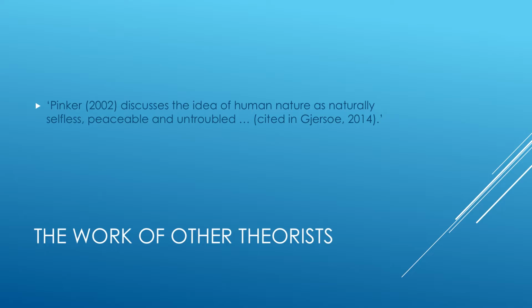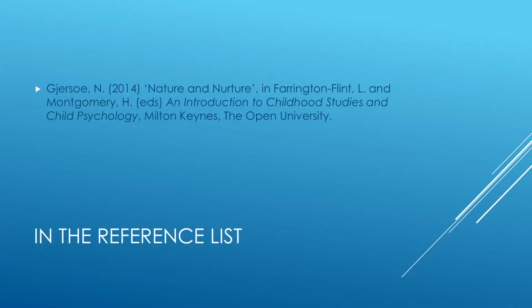See that? Directly after his surname. But then you let me know that you actually read about this in Gurjo's chapter, which was also published in 2014 because it's a chapter from the module text. Then, and this is where students often go wrong, you don't include the Pinker reference in your reference list at the end. You just include the reference for the module text chapter in which you read about him. In other words, you're consistent with what you did for the in-text reference. You tell me the details of where you read about Pinker because you didn't actually read his original work.